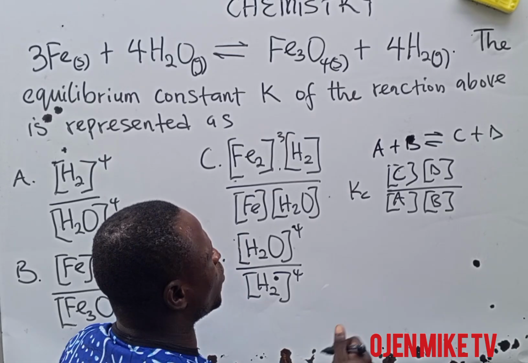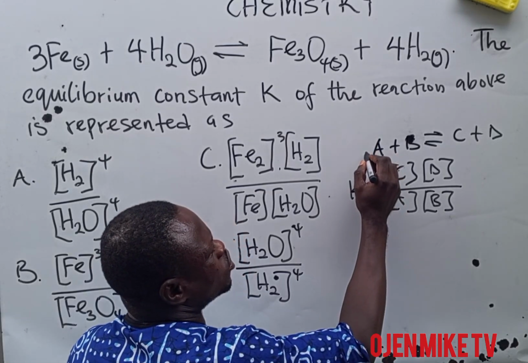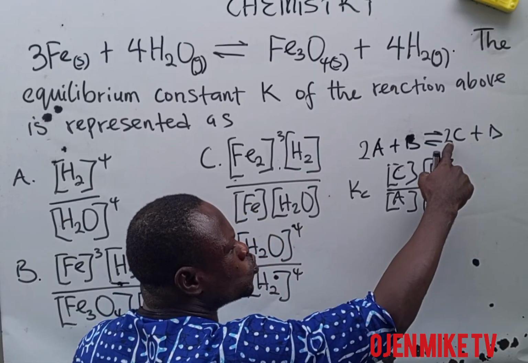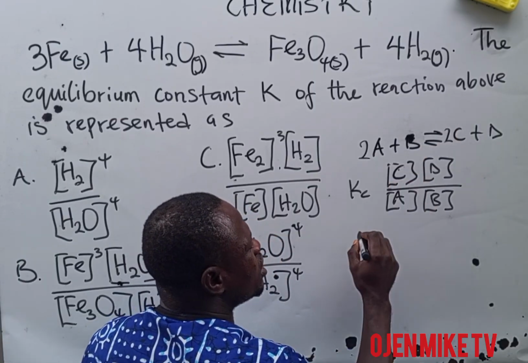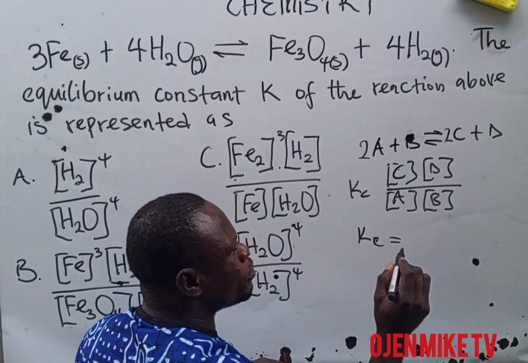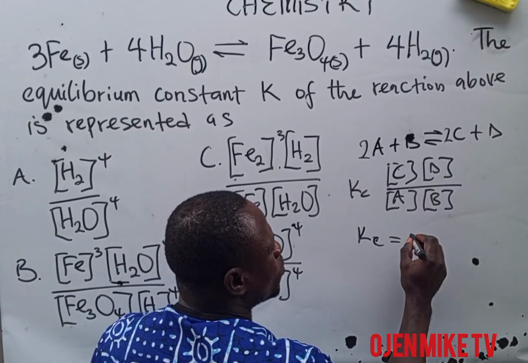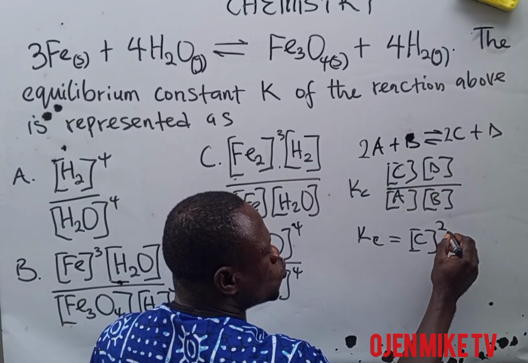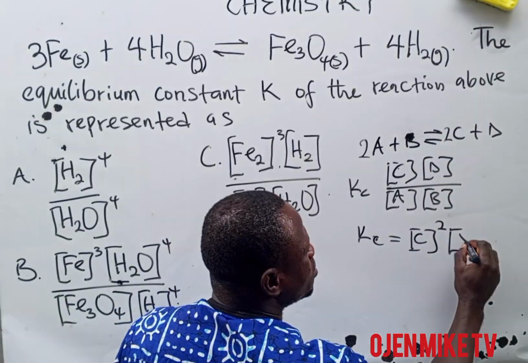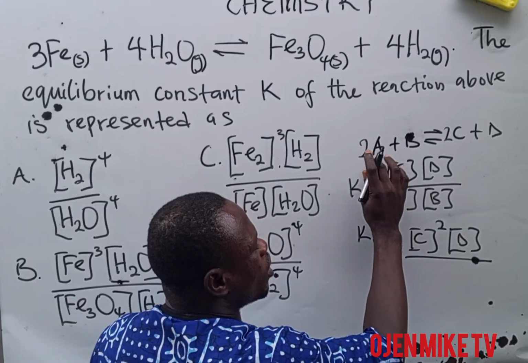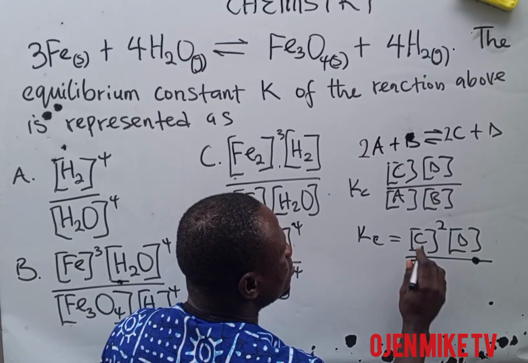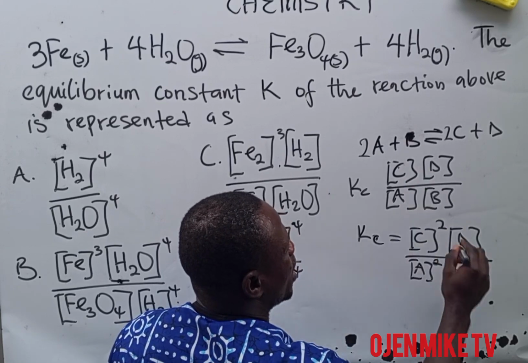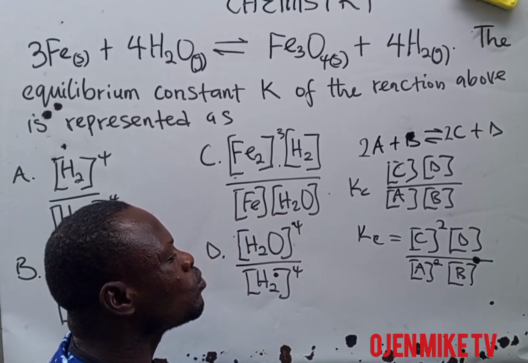Then if you have another one like this, with a 2 here, you raise the concentration to the power of that coefficient. So the equilibrium constant for this one will be: the concentration of the product C raised to the power of 2, this one D does not have any power, over the concentration of A raised to the power of 2, and then B. That is how to write the equilibrium constant.